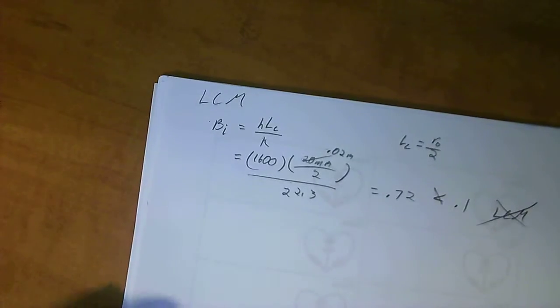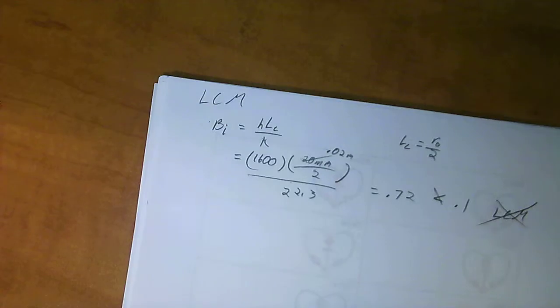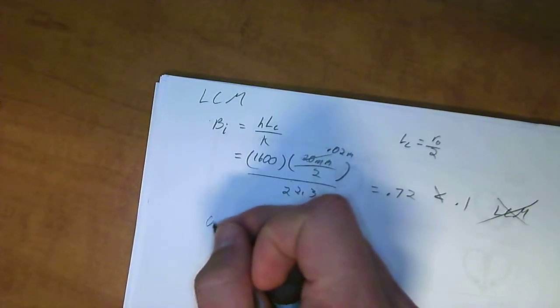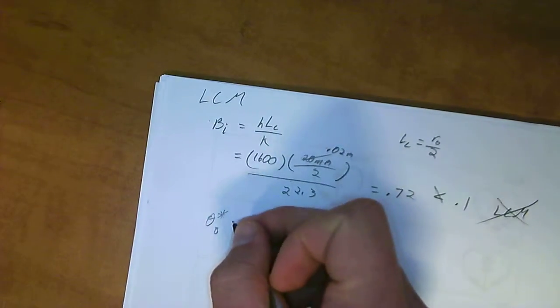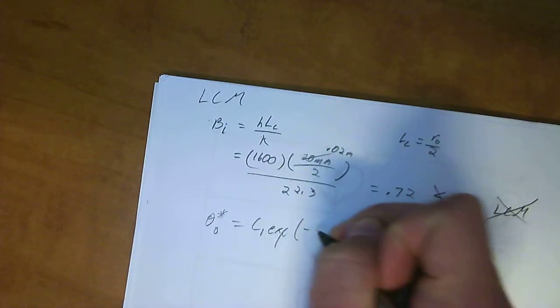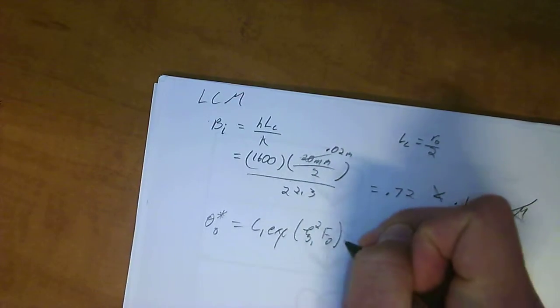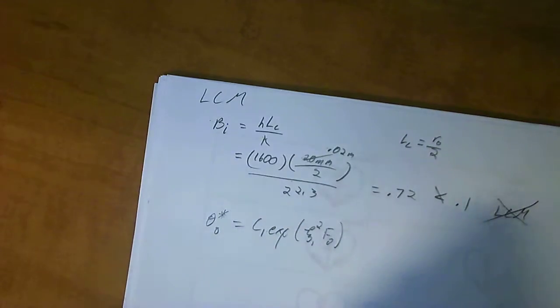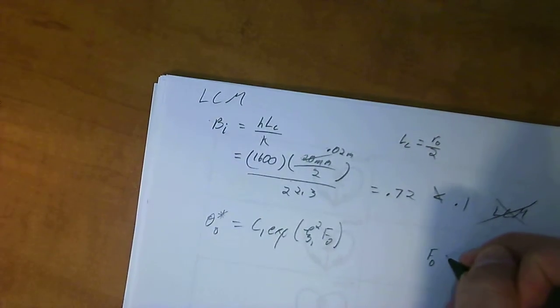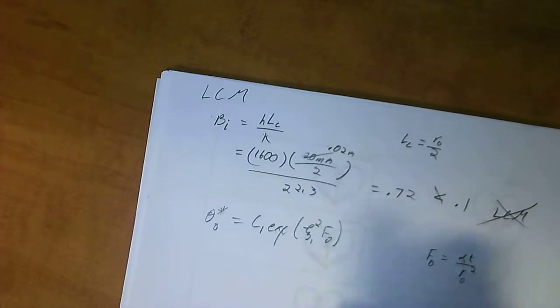So what we're going to do is use the one-term approximation, which hopefully your professor has introduced to you, which is theta star 0 equal to C1 exponential of negative zeta 1 squared times the Fourier number. Okay, so this is the equation we're using. Now, Fourier number is equal to alpha t over r naught squared, and in order to get C1 and zeta, we have to get the Biot number.